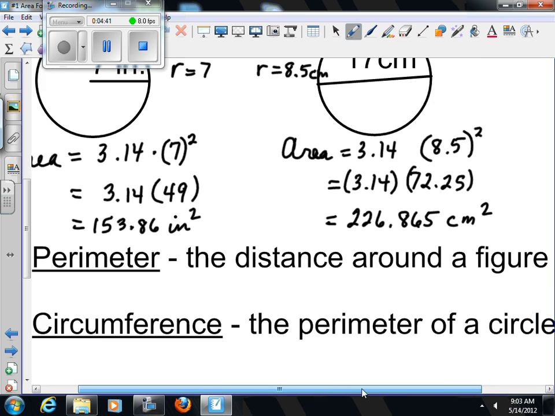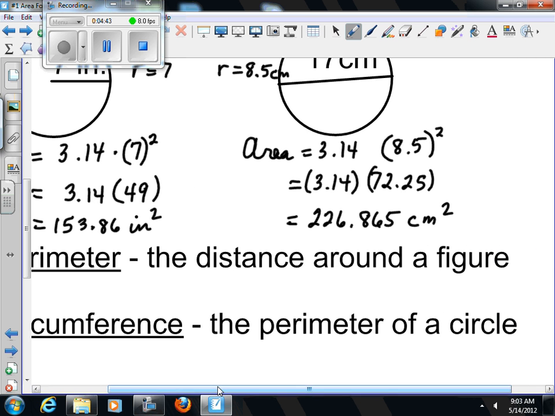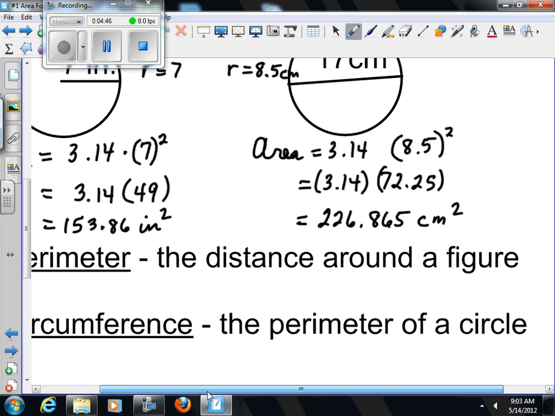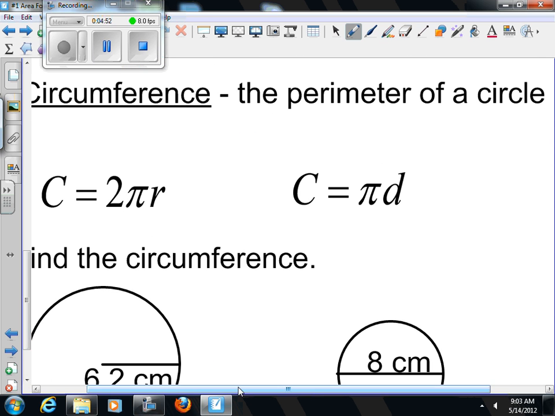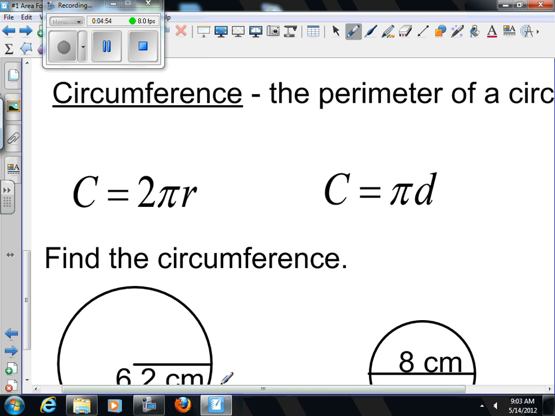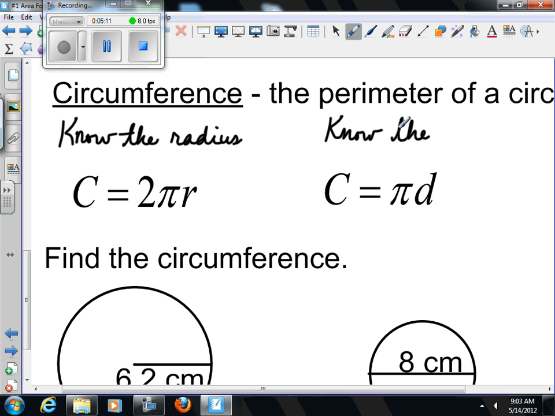Now, perimeter is the distance around a figure, and the circumference is the perimeter of a circle, so the distance all the way around the outside of the circle. And there are 2 formulas for finding the circumference. One is if you know the radius, we would use the formula circumference is equal to 2 times pi times the radius. And if you know the diameter, you could compute the circumference by just taking pi times the diameter.